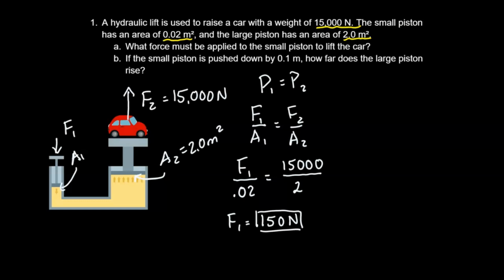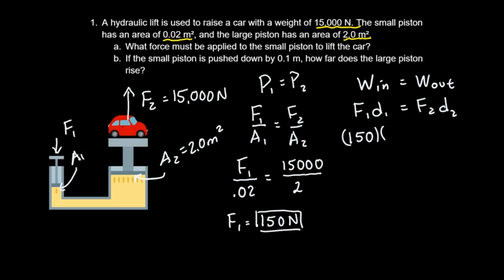Next, part B: if the small piston is pushed down by 0.1 meter, how far does the large piston rise? We know that these hydraulic lifts do not multiply work, so the work on the input side is going to equal the work on the output side. Work is, by definition, force times displacement. So F1d1 equals F2d2. We substitute for F1, which is 150 newtons. d1 is the distance that it is pushed down, 0.1 meter, equals F2, the car weight of 15,000 newtons, times d2. We take 150 times 0.1 divided by 15,000, and we get that d2 is 0.01 meter.